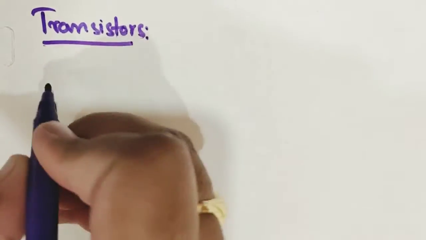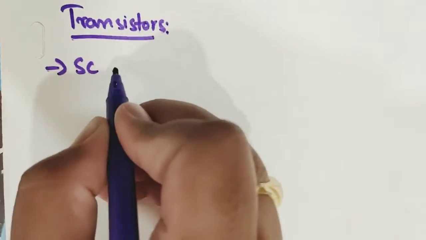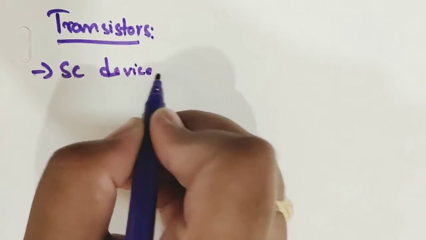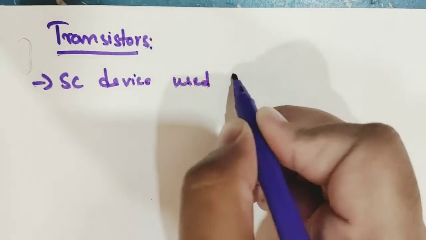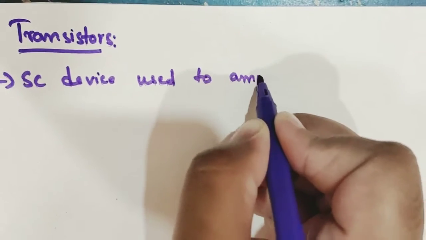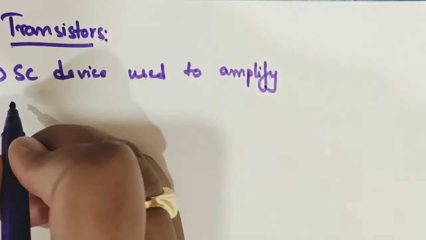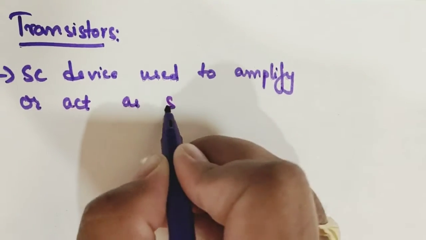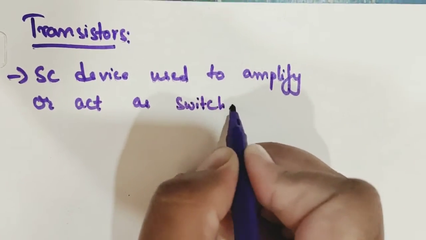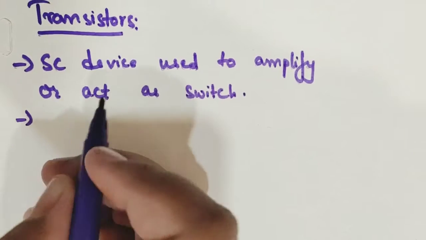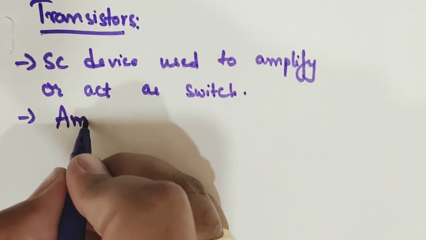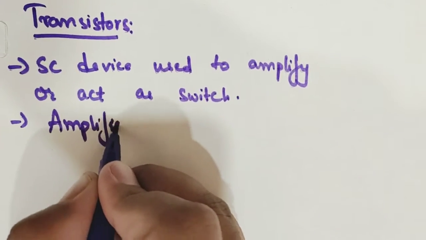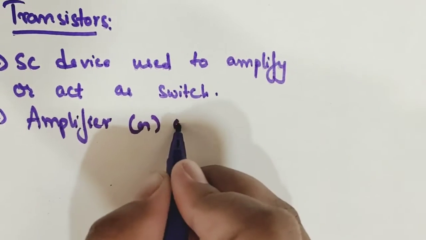Actually, what is a transistor? It is nothing but a semiconductor device used to amplify or act as a switch. That is, the main purpose of a transistor is that it acts either as an amplifier or a switch.